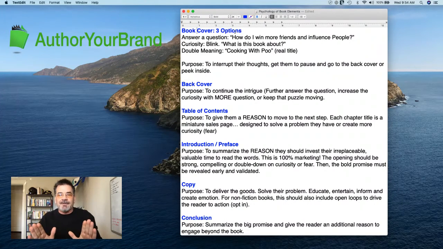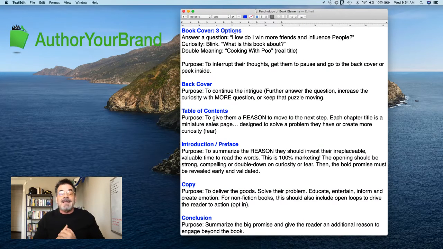So the purpose of a book cover is not to explain the whole book, right? It's meant to answer a question, create curiosity, or make a puzzle. And one of those three things will drive the person to pause and go to one place, the back cover, or two places, the back cover or go inside. That's the purpose of the cover, period. And of course, the back cover is meant to continue that intrigue, whether it's answering that question further, creating more curiosity, or keeping the puzzle moving in some fashion.